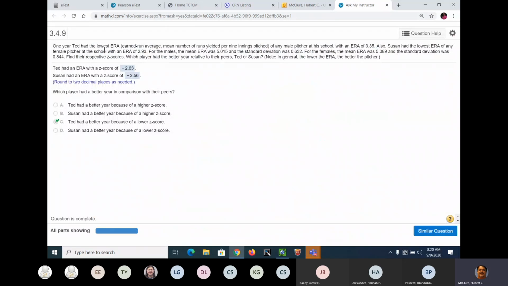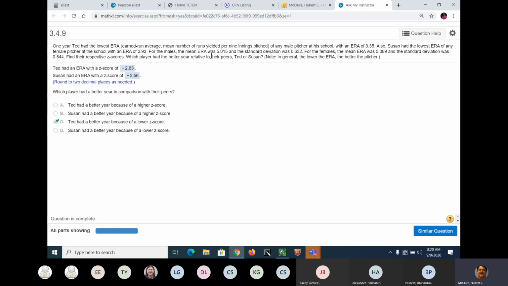Ted had the lowest ERA of any pitcher at the school with an ERA of 3.35. Also, Susan had the lowest ERA of any female pitcher at the school with an ERA of 2.93. For the males, the mean was, okay, you've got to calculate z-scores for these guys. Now, better is not more extreme. Better means closer to 0.